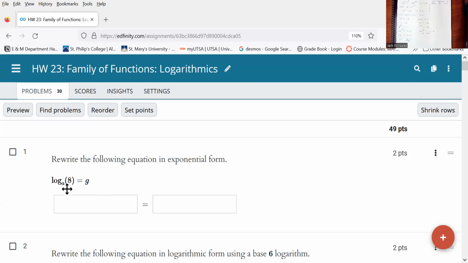Here they just want to use the definition. Let me get the definition for you. All right, here it is, I think.